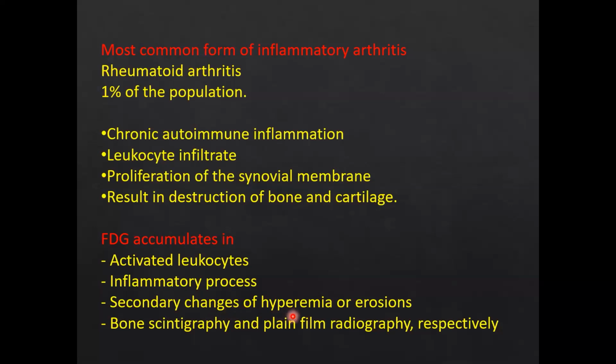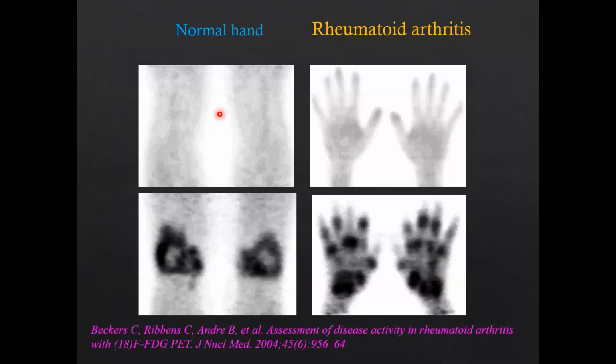So if you see the upper row, this is a normal hand, and if you see below, this is a rheumatoid arthritis hand, the same thing. If you see the comparison here, the wrist joint there is normal, but here it is abnormal, with synovial thickening, soft tissue thickening and edema. So there is a significant amount of uptake in the wrist. The same applies to the interphalangeal joints and carpometacarpal joints. So that is one of the promising areas of application of FDG PET in rheumatoid arthritis in coming years.